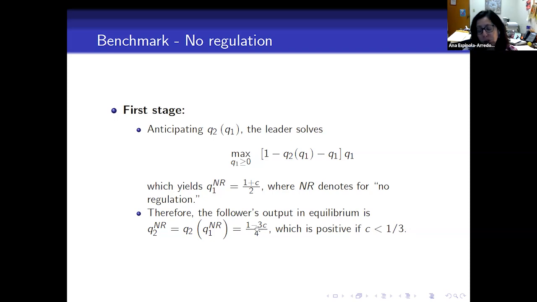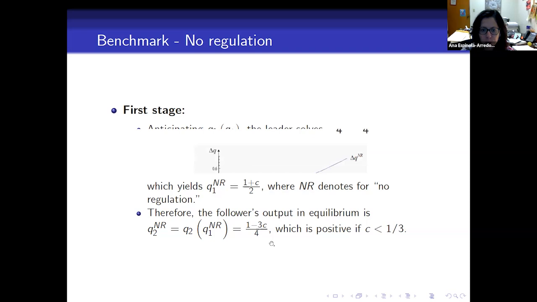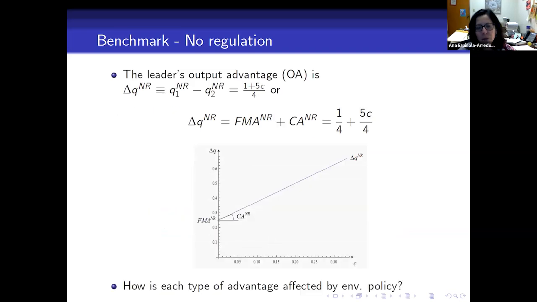Again, you can see that here for the follower, the parameter C enters negatively, indicating that as the leader becomes more efficient, the follower will reduce its output. So now, this is an important point because here we are calculating the leader's output advantage. And remember that our objective is to examine how regulation affects the leader's output advantage. So you can see that this difference is unambiguously positive.